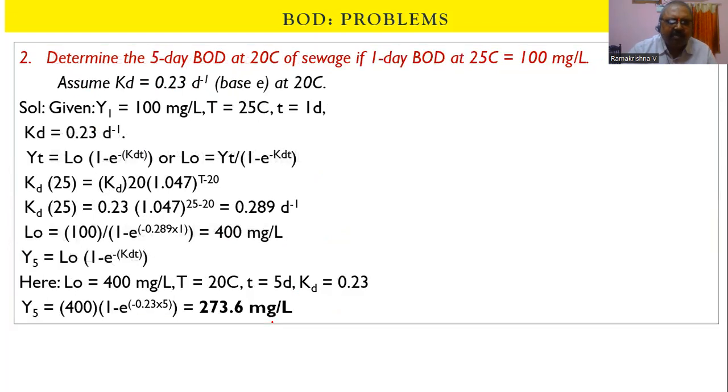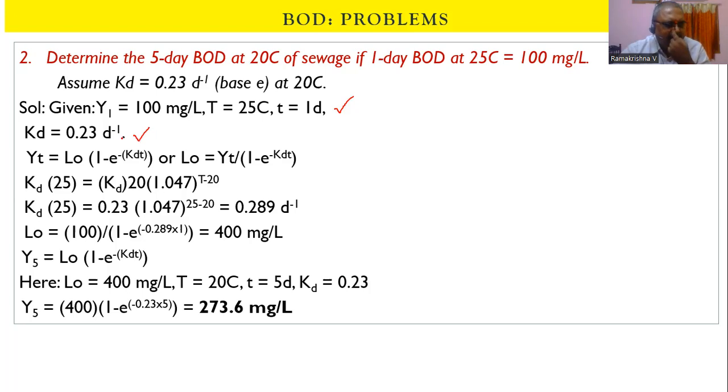Determine the 5-day BOD at 20 centigrade if the 1-day BOD at 25 centigrade is given as 100 milligram per liter. So this problem is different, because the 1-day BOD is given at 25 centigrade. Now we will assume that KD is equal to 0.23 per day, the standard value we have to assume. So Y1 is equal to 100 milligram per liter, the temperature is 25 centigrade, and T is equal to 1 day.